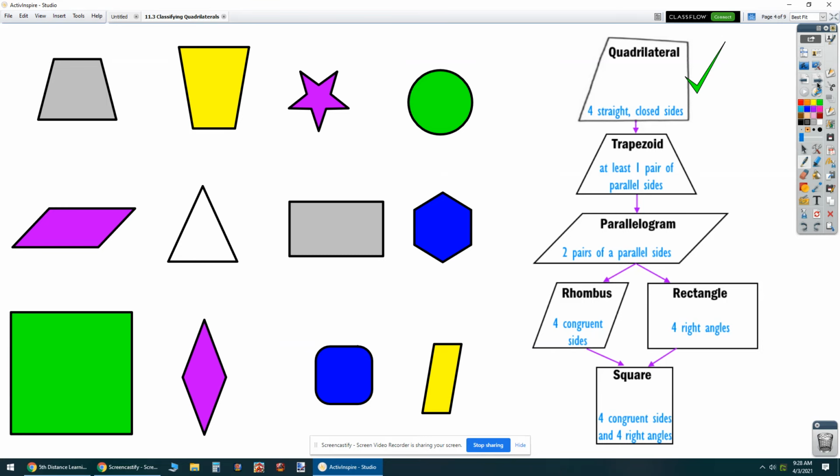So let's start with our chart over here. You're going to see on the right side of your screen, we're going to start out with a basic quadrilateral. The only rule for a basic quadrilateral is they have to have four straight closed sides. So if you take a look over here, there's 1, 2, 3, 4 sides to this gray shape up here. So that's a quadrilateral. Same thing here, our yellow one. It's got 1, 2, 3, 4 sides. So that's a quadrilateral. But of course, a star wouldn't be. If you actually count up all the sides to that star, it's got 10 sides to it. So nope, not that one. That one is out. The circle's out also. The circle's really only got one side, and it's certainly not straight.